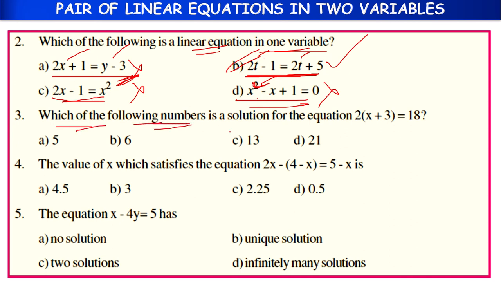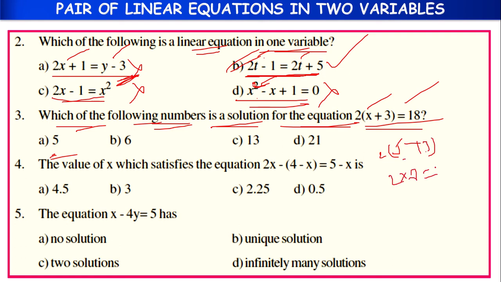Which of the following numbers is the solution for the equation 2 into x plus 3 equal to 18? Option A, 5: 2 into 5 plus 3, 5 plus 3 is 8, 2 into 8 is 16. Wrong option. If you keep 6, 2 into 6 plus 3, 2 into 9, 2 nines are 18. Correct option.